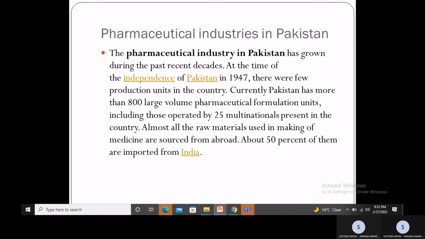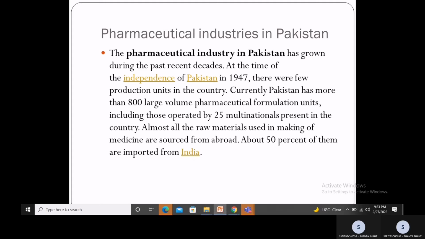About pharmaceutical industries in Pakistan, because my topic is about medicine of heart and kidney. So that's why I'm discussing the pharmaceutical industry. The pharmaceutical industry in Pakistan has grown during the past recent decades. At the time of the independence of Pakistan in 1947, there were few production units in the country. Currently, Pakistan has more than 800 large volume pharmaceutical formulation units, including those operated by 25 multinationals present in the country.